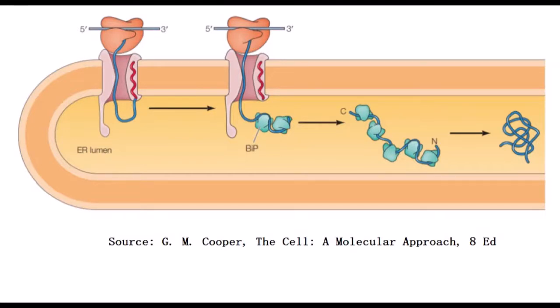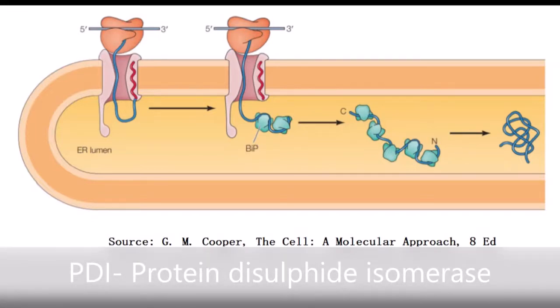The formation of disulfide bonds between the side chains of cysteine residues is an important aspect of protein folding and assembly within the endoplasmic reticulum. In the endoplasmic reticulum, the oxidizing environment promotes disulfide bond formation, facilitated by the enzyme protein disulfide isomerase.